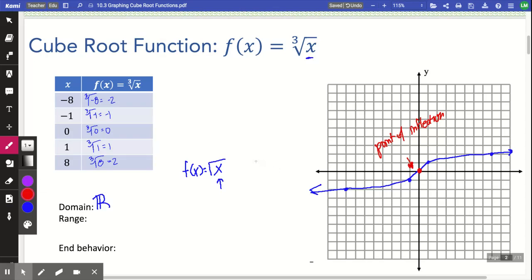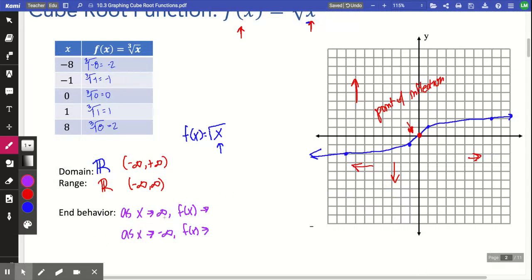All right, domain. Again, we talked about what we can plug in for x. We can plug in anything, so there's no restrictions. This graph goes to the left forever, and it also goes to the right forever. So we have all real numbers, or from -infinity to +infinity. And for range, we can have any output values as well. So this graph goes down forever and up forever. Same thing, we have all real numbers, or from -infinity to +infinity.